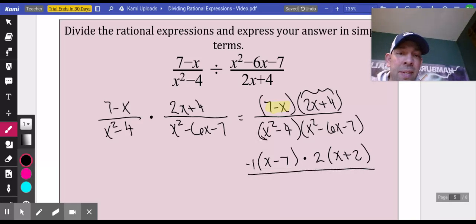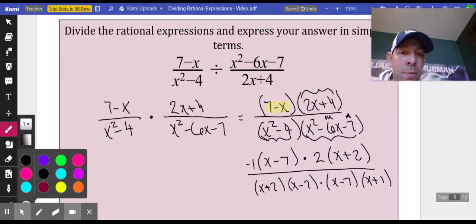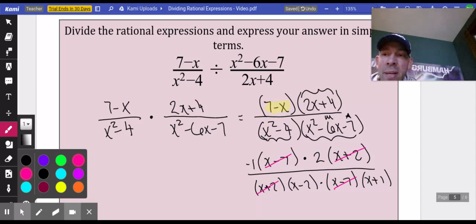Let's see. With this x squared minus 4, we got ourselves a real traditional difference of two perfect squares. And then let's see. What adds up to -7 and multiplies to -6? I'm picturing x minus 7 and x plus 1. So now we're completely factored, and we can just let the good times roll here. We're going to cancel the x minus 7s. What else? We could cancel the x plus 2. That's really nice. And I think that's about it.